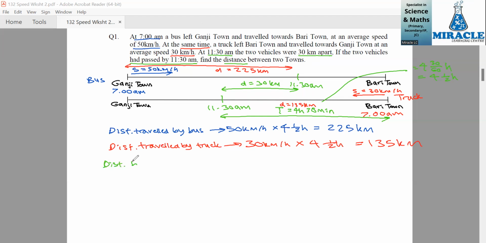Okay, so distance between the two towns would be 225 km plus 135 km minus 30 km. So this gives us 330 km. So this is your final answer.